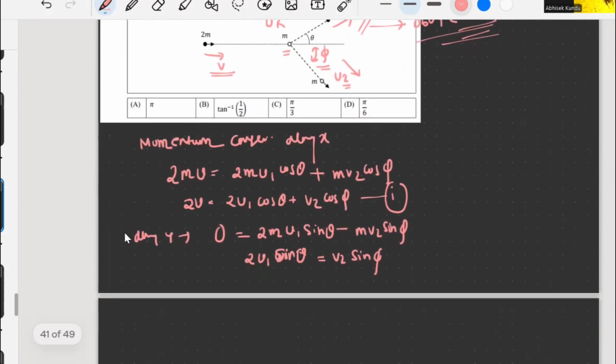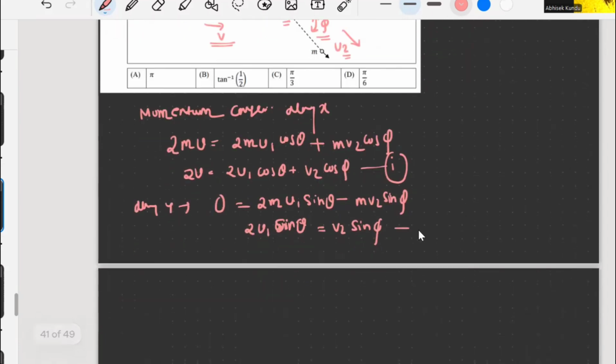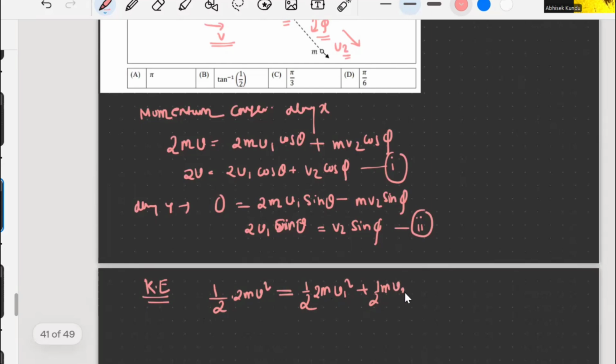This is our equation number 2. Then another equation that can come is, of course, the kinetic energy equation. Initial kinetic energy will be equal to final kinetic energy because it's a perfectly elastic collision. All conditions are given. So half of 2m into v square is the initial kinetic energy, and final kinetic energy is going to be half of 2m into v1 square plus half of m into v2 square. That is our third equation.